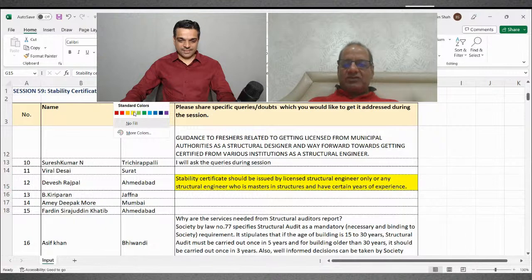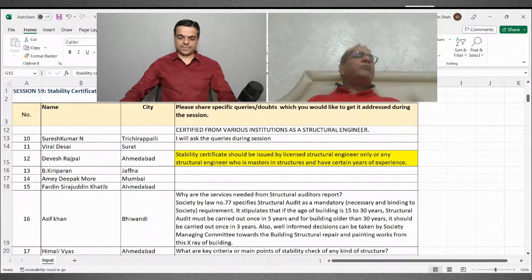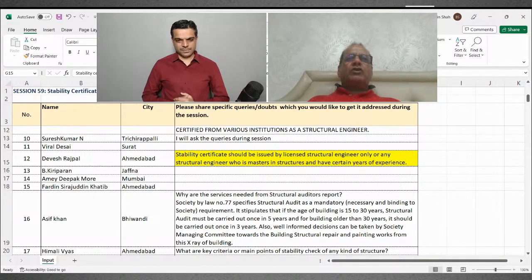Should stability certificate be issued by a licensed structural engineer only, or any structural engineer who has a master's, any qualified structural engineer who is qualifying as per NBC? There is no licensed structural engineer in many of the states. As I said, there is no license. In Delhi itself, where is the license? There's no license. No one makes it mandatory that you should be a member of Institution of Engineers. Now Haryana has started empanelment. There they are asking, you should be a member of Institution of Engineers.